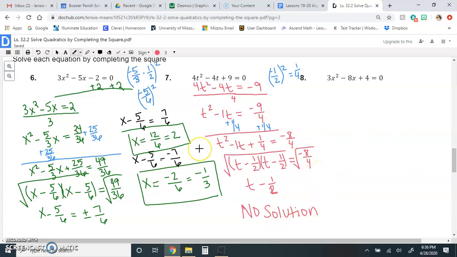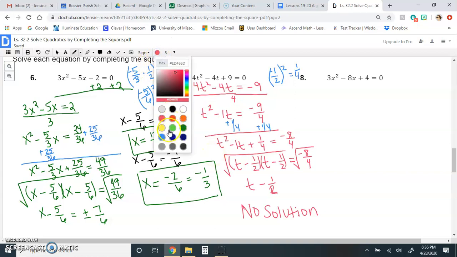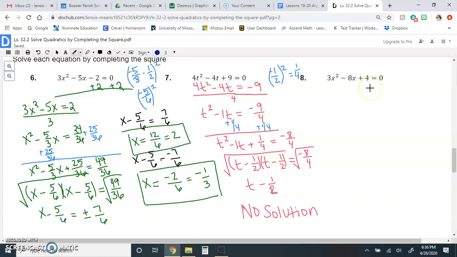All right, ready for number 8. Again, pause the video, try the first couple steps on your own if you can, and then we'll bring it back together to talk about it. So I have to get this in the correct format. I'm going to subtract 4 from each side, giving me a minus 4. Divide by 3 to everything to get this in the correct format.